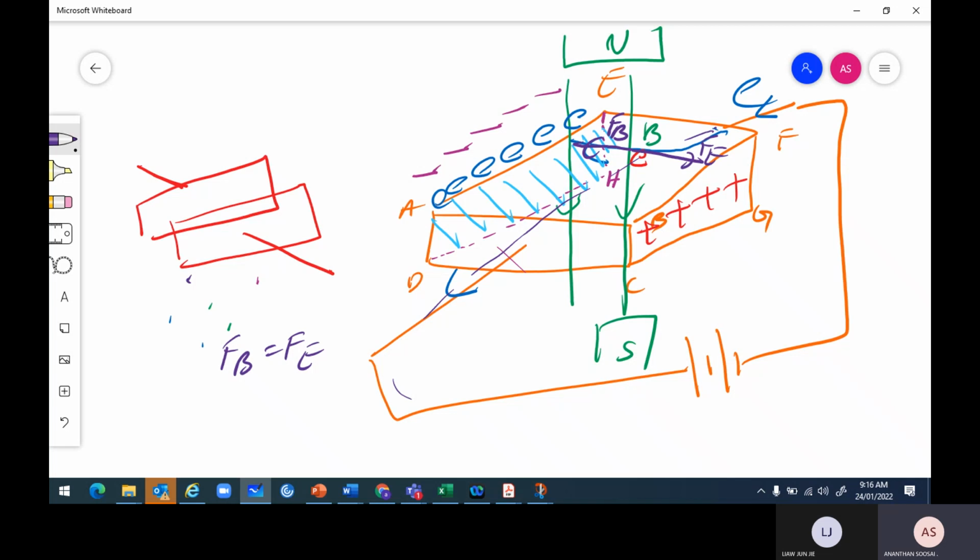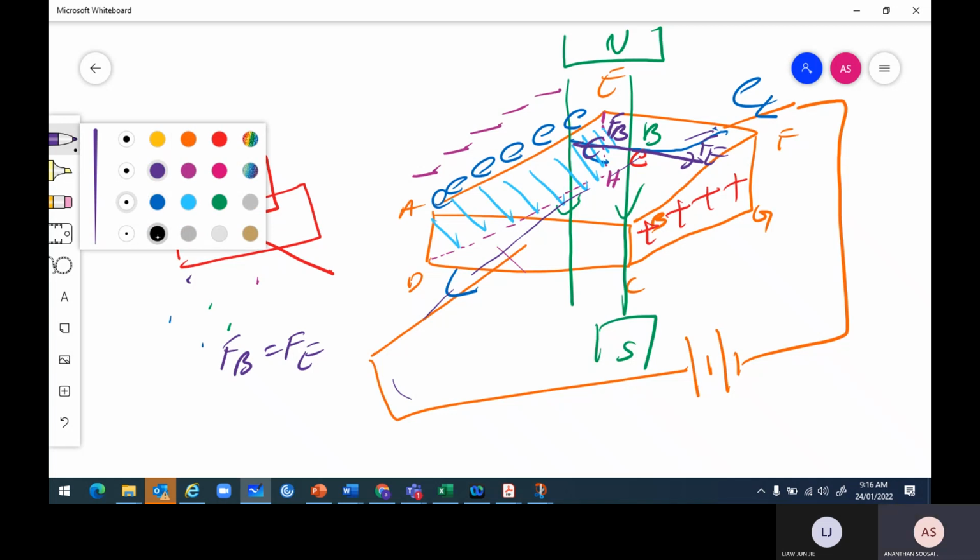Okay, but what is the use of this? It's called the Hall effect. The creation of the electric field at the side and the balancing is called the Hall effect. Okay, this gives us a very good application. What is the use of this for us?